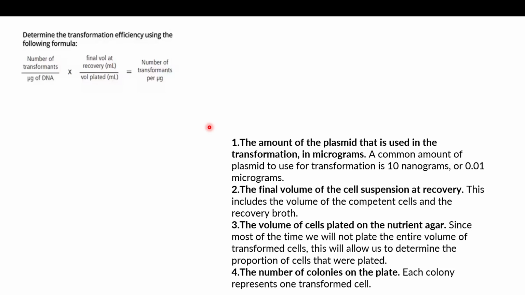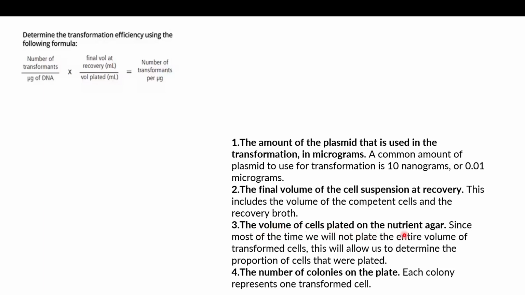Now there are different factors that affect the transformation efficiency, or uptake of the DNA by the cells. One is the amount of plasmid used in the transformation, in micrograms. Suppose there are a good number of recipient cells, but the amount of DNA that you have added is low. Then the number of cells that will take up the foreign DNA will definitely be lower. The common amount of plasmid used for transformation is 10 nanograms or 0.01 micrograms. 10 to 15 nanograms is good enough. Then there is the final volume of the cell suspension at recovery. This includes the volume of the competent cells and the recovery broth, the liquid culture medium, here the LB medium.